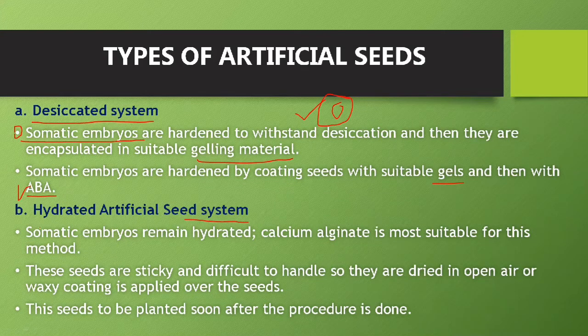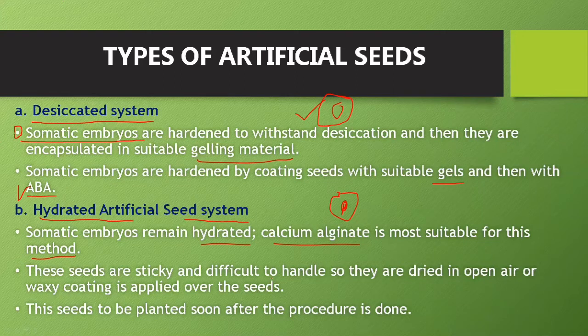Second is the hydrated artificial seed system. In the hydrated artificial seed system, somatic embryos remain hydrated due to calcium alginate, which is generally used in these hydrated artificial seeds, which is suitable for this method. Why is it suitable? Because the seeds remain hydrated in the presence of calcium alginate.